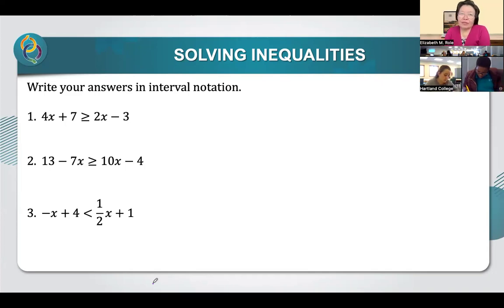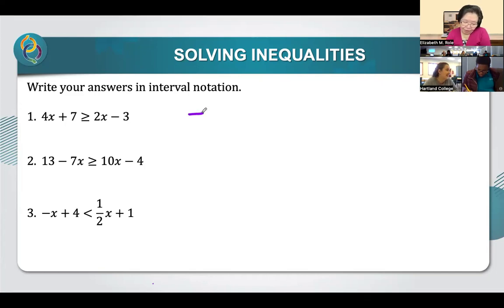So in interval notation, it is written as 2 to infinity. We use brackets or parentheses here. We'll be using parentheses. Okay, so did everyone get greater than 2? Yes. And the infinity sign.